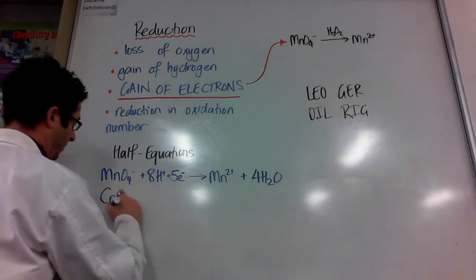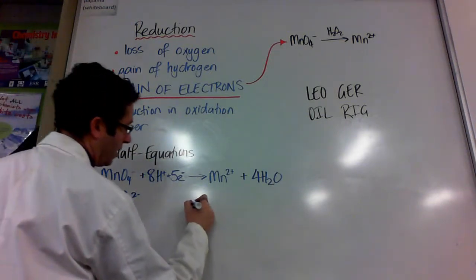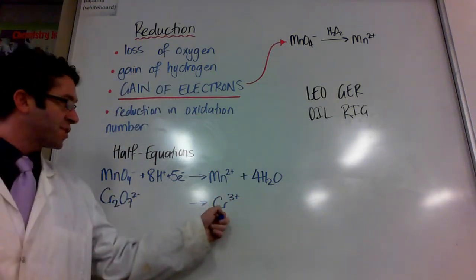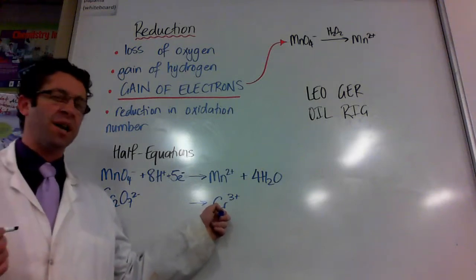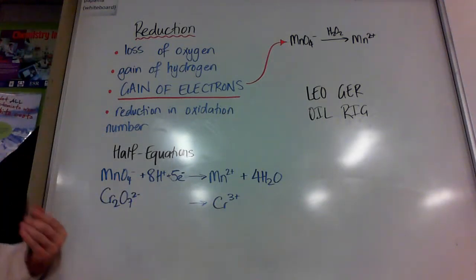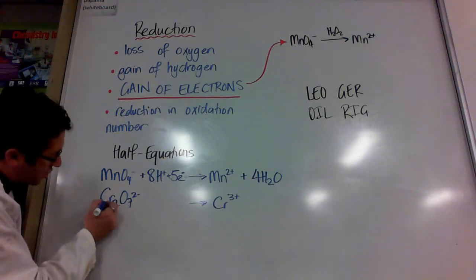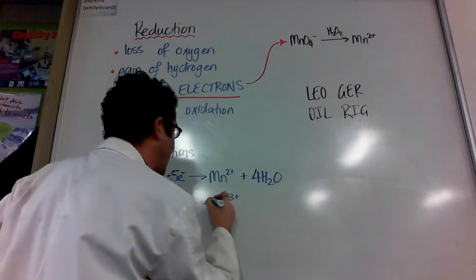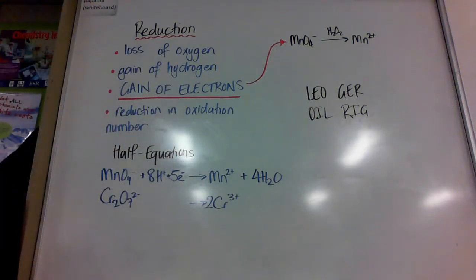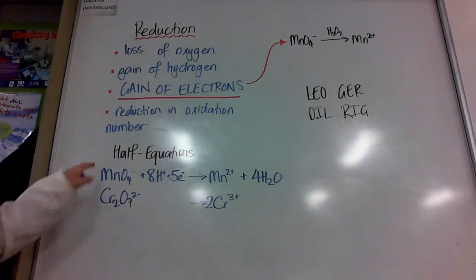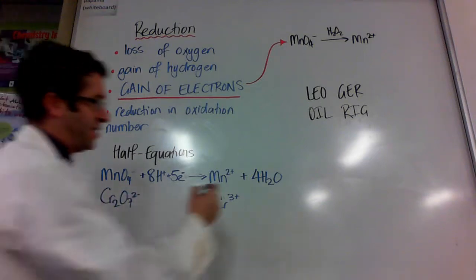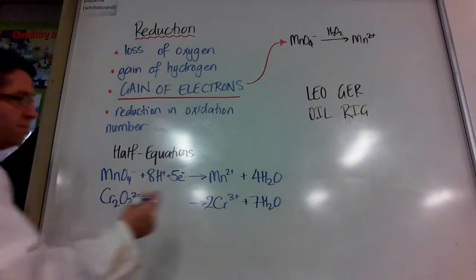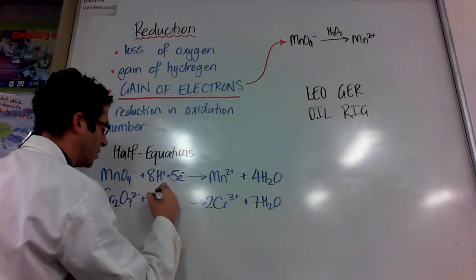Okay, dichromate. Dichromate, when it's reduced, becomes chromium 3+. This stuff's orange, and this stuff's a bluey-greeny colour. You'll see it as green normally. This one's a bit harder because most people forget to notice that the chromiums are not balanced yet. There's 2 on this side and only 1 on this side. So we start by putting a 2 in front of the chromium there. Then, same as the permanganate one, 7 oxygens means 7 waters. 7 waters means we've got 14 hydrogens.